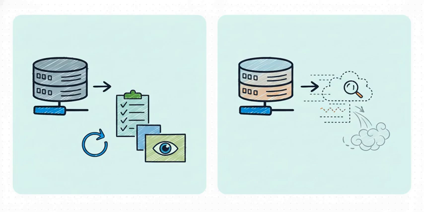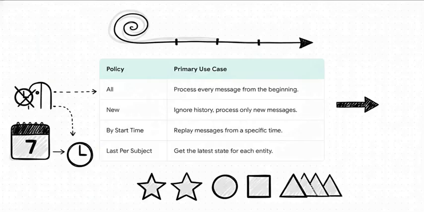No permanent infrastructure needed. The delivery policy, well, it basically answers the question, where should I start reading from? If you need to process every single message from the dawn of time, you use all. If you only care about what's happening right this second, you use new. If you need to ask a question like, what happened in the last 24 hours, that's exactly what by start time is for.